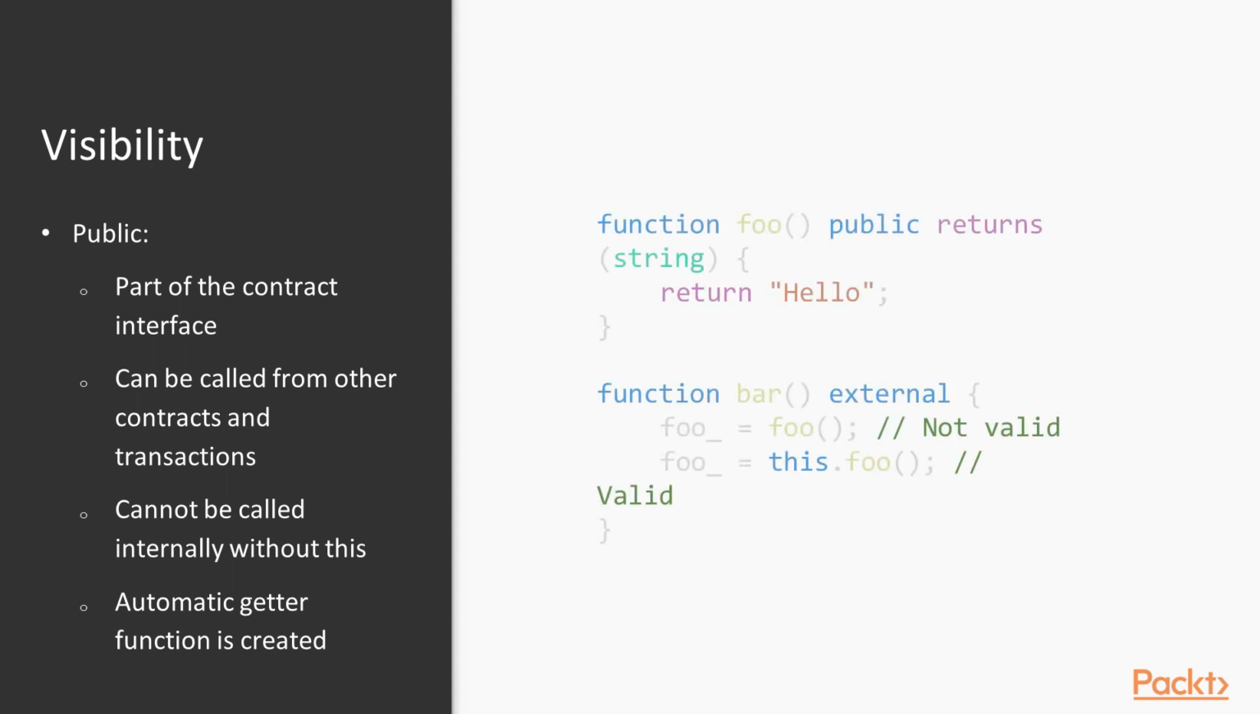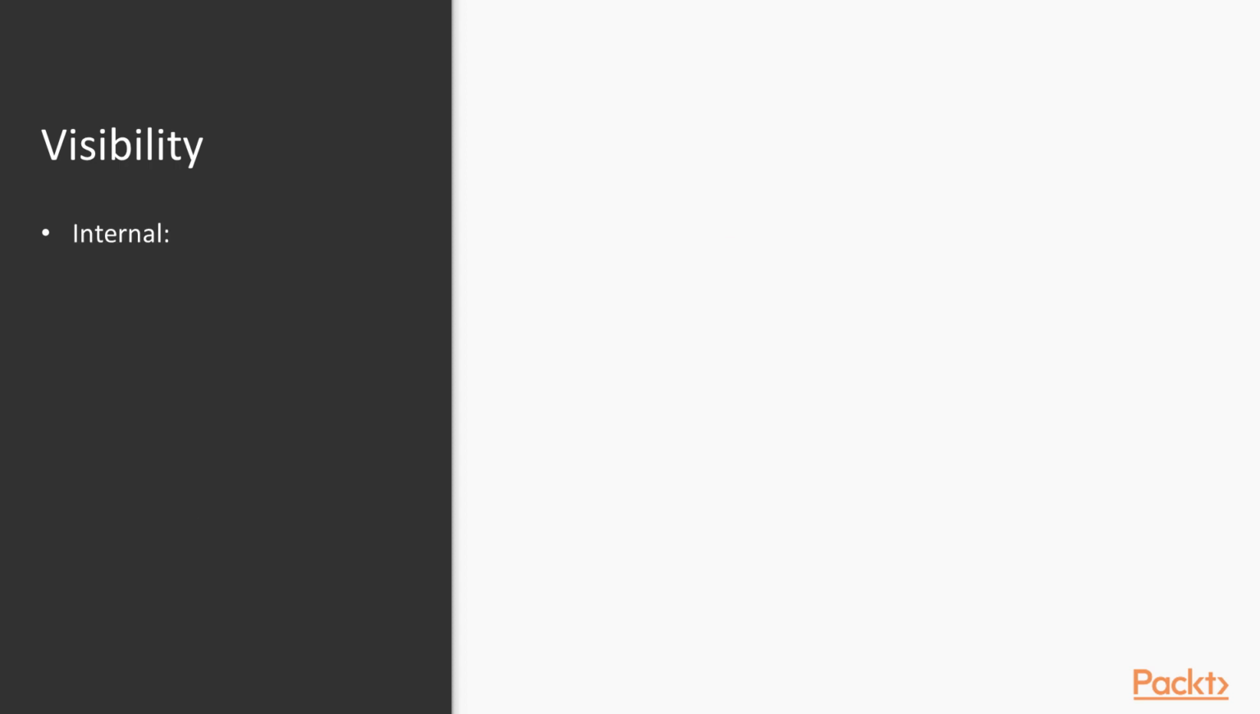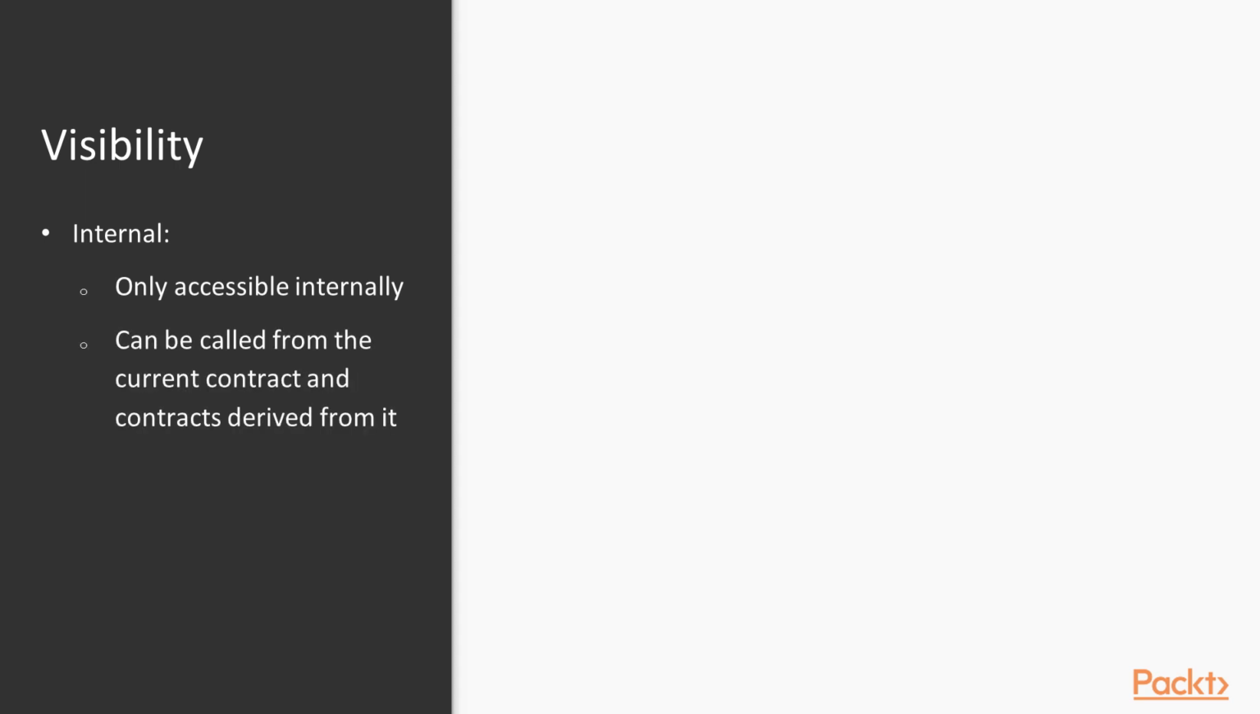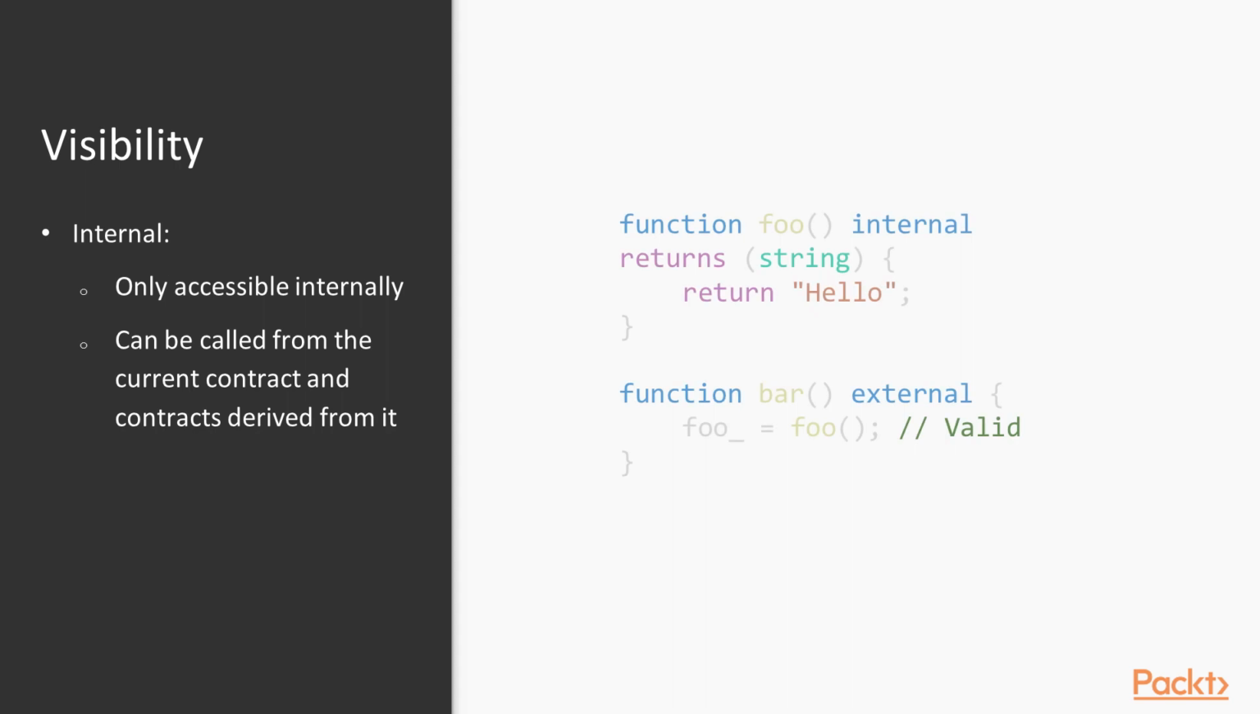If we have a function in our contract, foo, that returns the string hello, from within that same contract, calling the function foo directly is going to fail. If we want to call it, we need to call it as this.foo. Internally declared variables and functions are only accessible internally from the current contract and the contracts derived from it. Using our same example, if we change the visibility of our function foo to internal, calling that function directly without the this keyword now works.